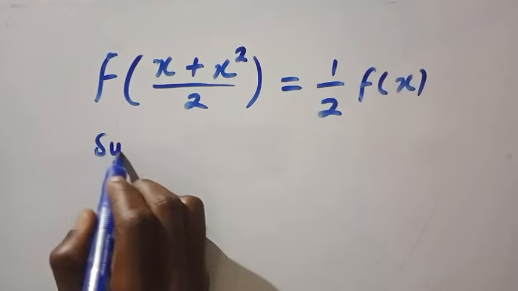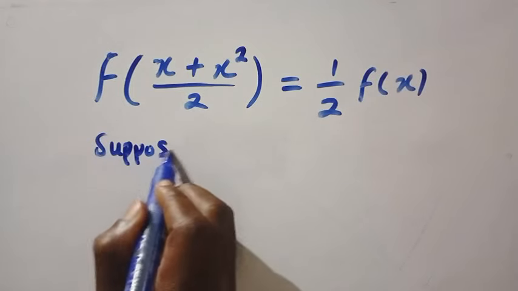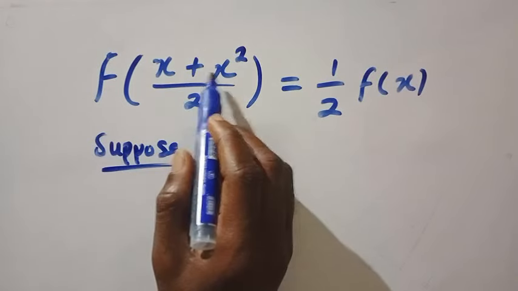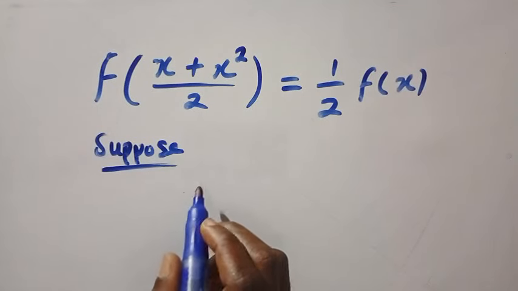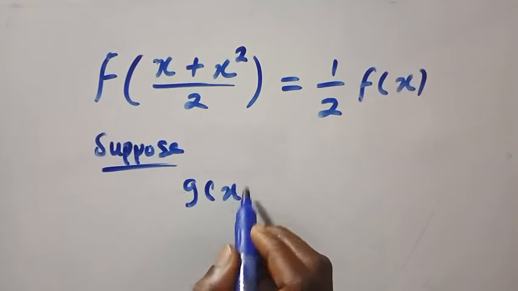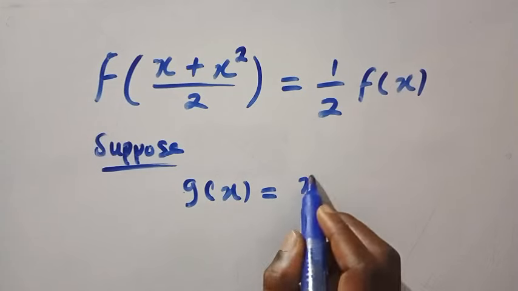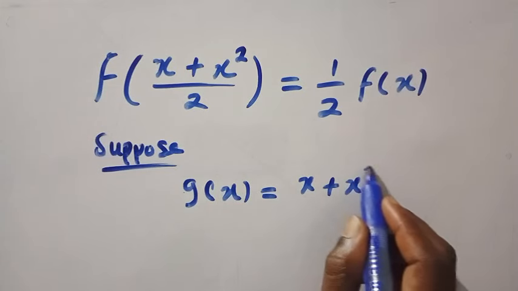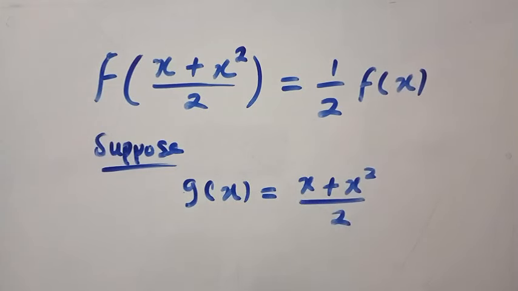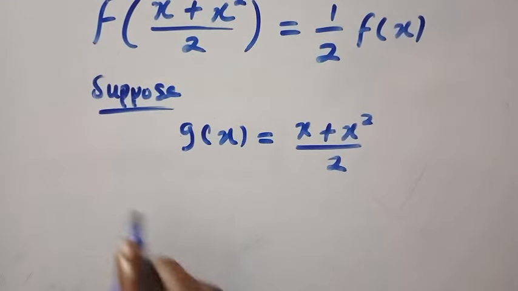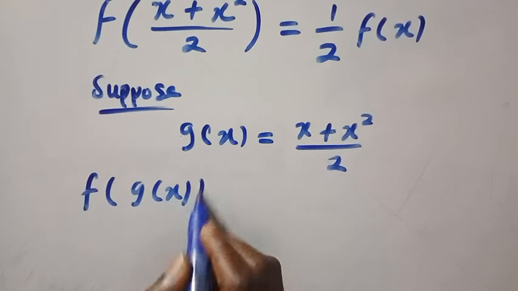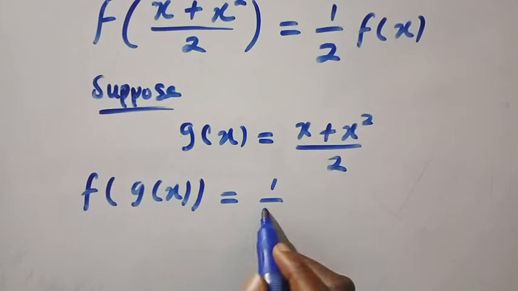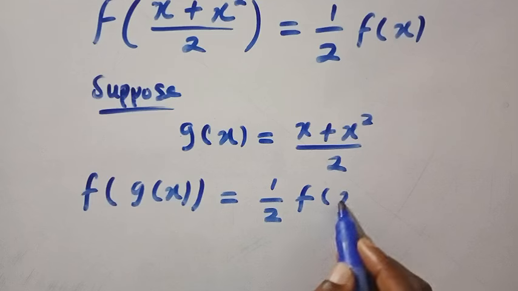Suppose I let this x plus x squared over 2 equal another function. If I let g of x be equal to x plus x squared divided by 2, then the equation becomes f of g of x equals 1 over 2 f of x.